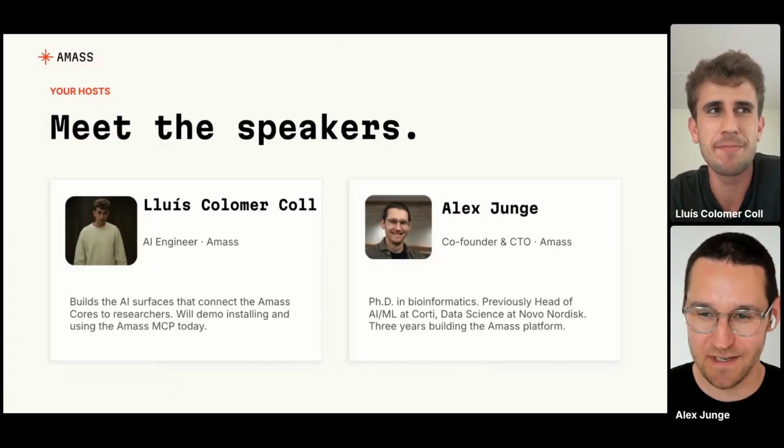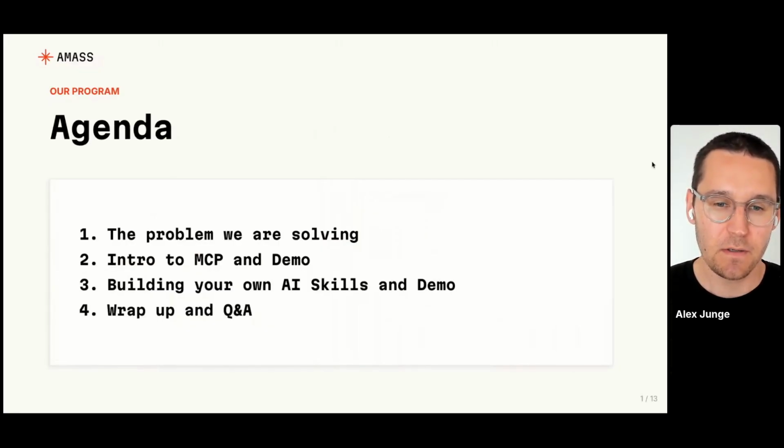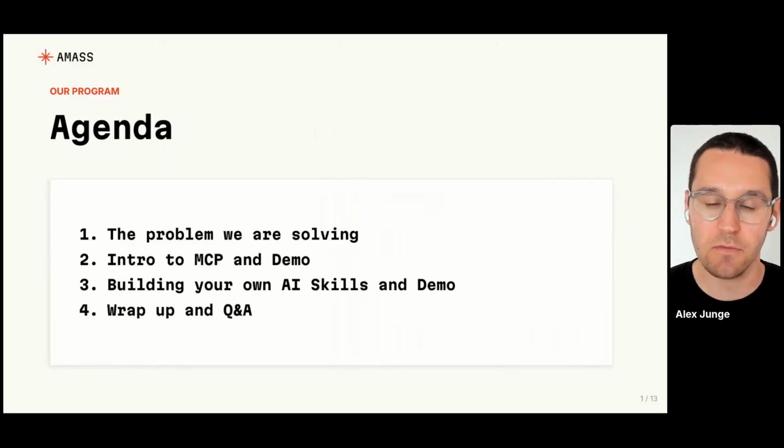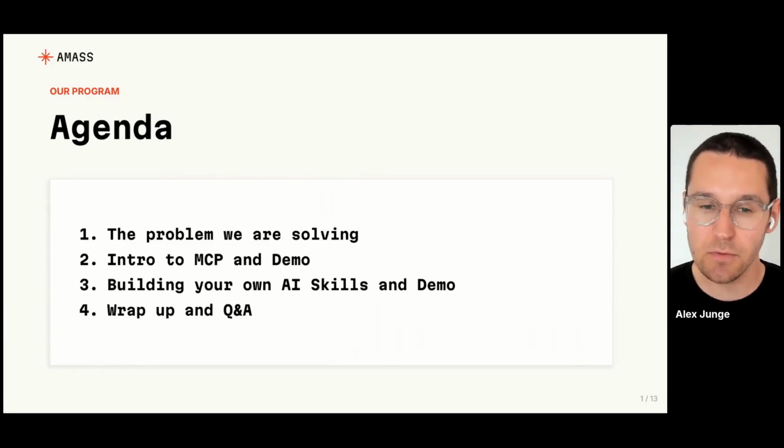Awesome. Thank you, Lluís. Yeah, so just a quick look at the agenda we have for today. So we're going to start out by basically introducing the problem that the Amass MCP is solving for you, walk you through using the MCP, and then very quickly go to the first demo where Lluís will show you hands-on how to set up and run a basic workflow using the Amass MCP. We're going to use Claude AI as an example tool, but actually the same will work in ChatGPT, Codex, Claude Code, and a lot of other tools that you're using for your daily AI workloads already.